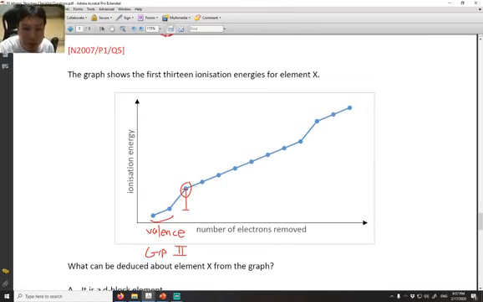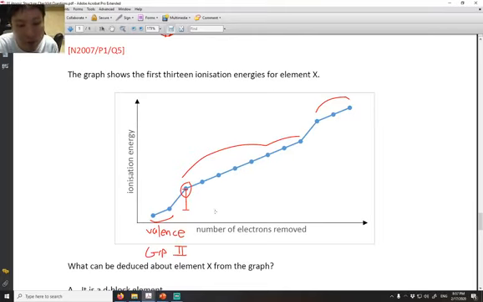Okay, then there's 1, 2, 3, 4, 5, 6, 7, 8. So there's next 8 electrons in the next inner principal quantum shell, and then there seems to be 3, but we cannot conclude here because the question says that the graph shows the first 13 ionization energies for element X. We do not know whether this is all the electrons there is for element X. If we were to continue, then we cannot conclude that there's only 13 electrons.